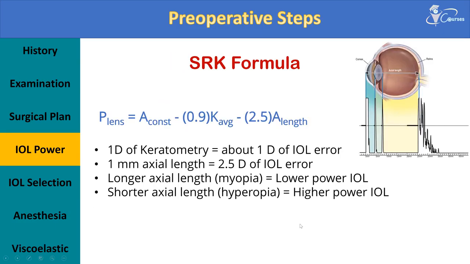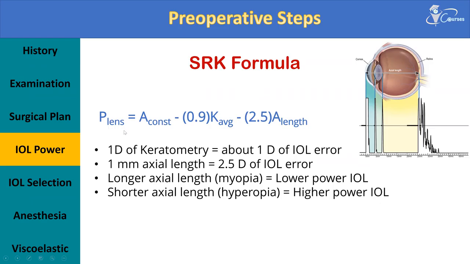So the basic formula is called the SRK formula: the power of the lens equals A constant minus 0.9 multiplied by the average K reading minus 2.5 multiplied by the axial length. This is one of the early generations of formulas. I just brought it to show you the relation between the different variables.